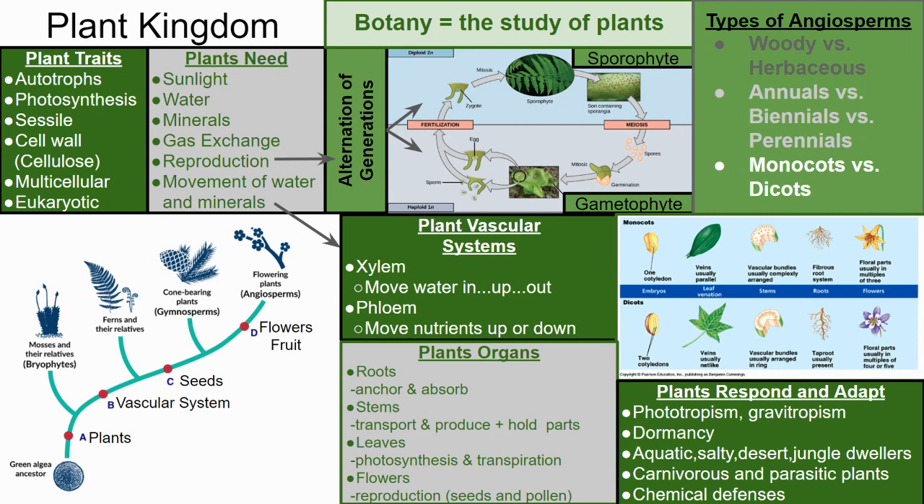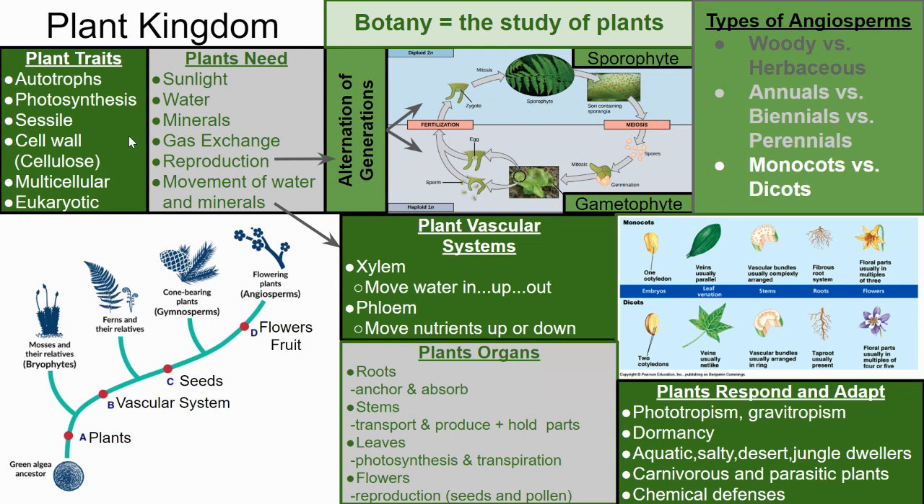The plant kingdom has organisms that are autotrophs. That means they make their own energy. They do photosynthesis to make that energy. They are sessile, they cannot move. They have cell walls that are made of cellulose. They are multicellular, they're made up of many cells, and they are eukaryotic, they have complex cells. So, those are all some basic traits that apply to every organism in the plant kingdom.